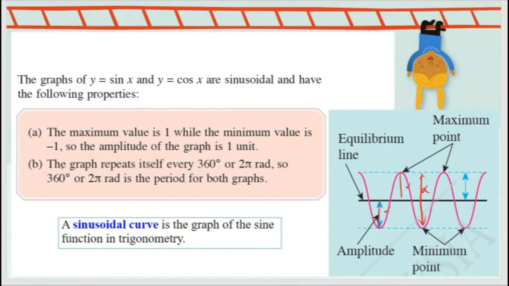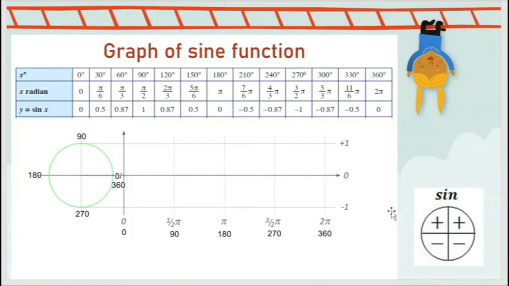So you see this. What does it mean by the period? Period means the graph repeats itself every 360 degrees or 2 pi radians. So this one we call the period. Period means for one circle, then it is 360 or 2 pi radians. Okay, so now let us practice how to draw the graph of the sine function.